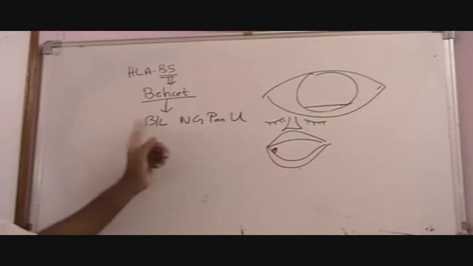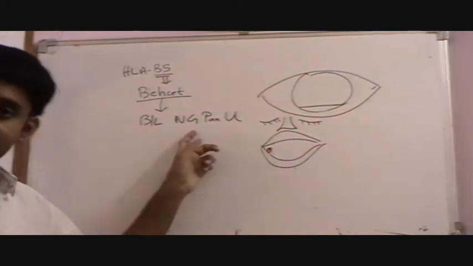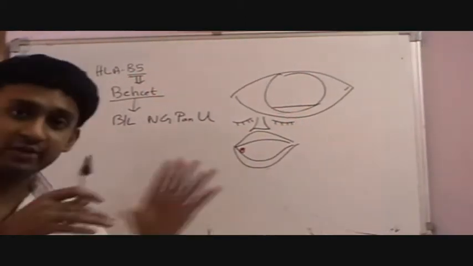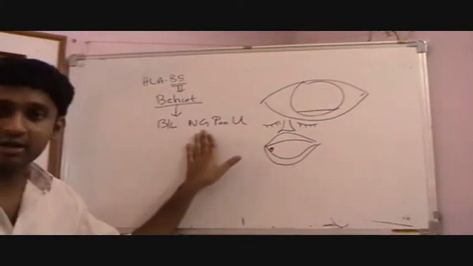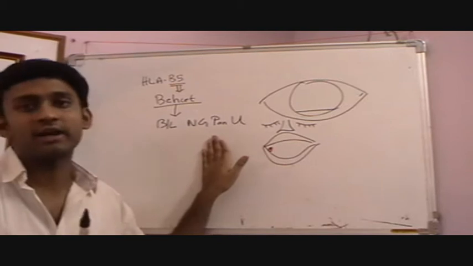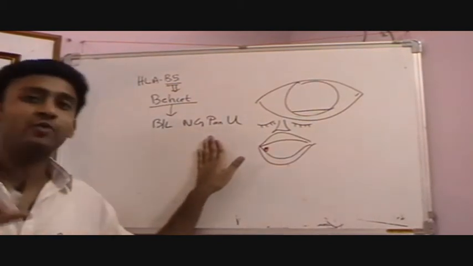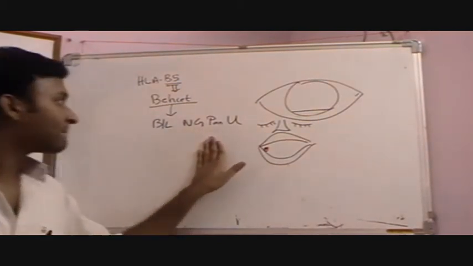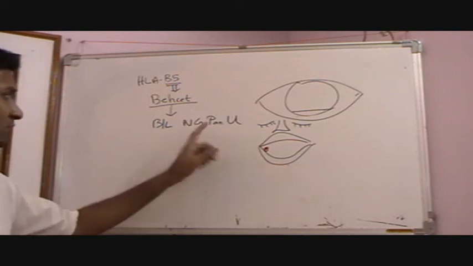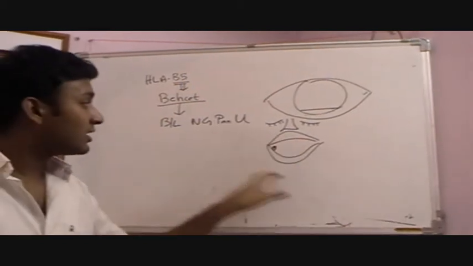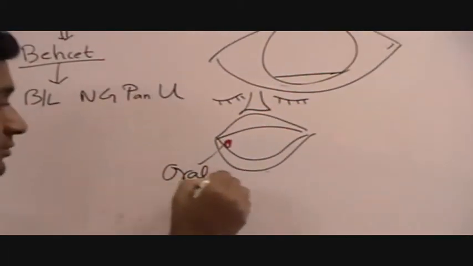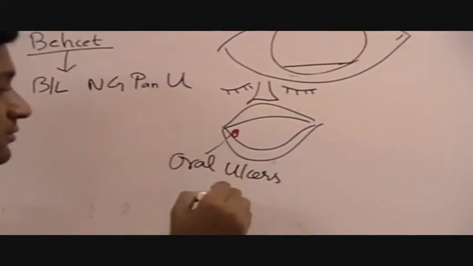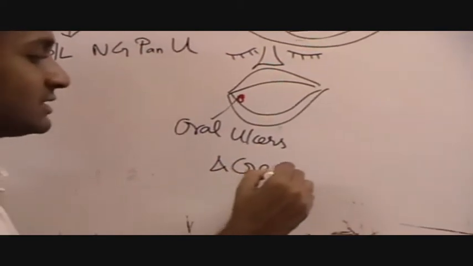Behçet's disease will cause bilateral non-granulomatous panuveitis, whereas your B27 associated will cause the same bilateral, non-granulomatous, but only anterior uveitis. Behçet will cause panuveitis. They spare none. What is the triad of Behçet's? Uveitis, oral ulcers, and you have genital ulcers also.